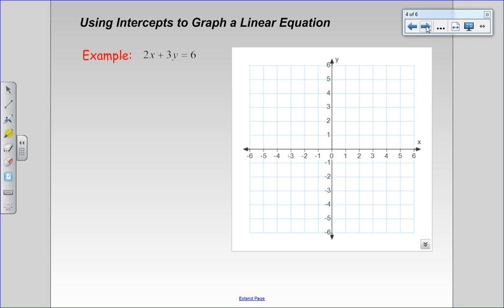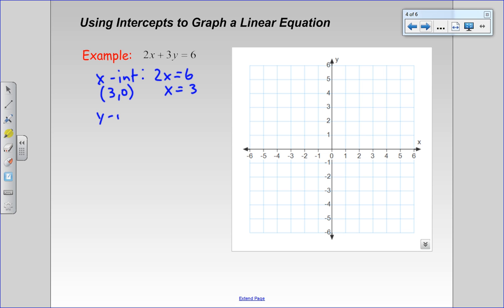First, let's find the x-intercept. Remember that to do that, we set y equals 0 in the equation. This means that the second term, 3y, would disappear. And we have 2x equals 6, or x equals 3. So the x-intercept of our line is the point 3, 0.